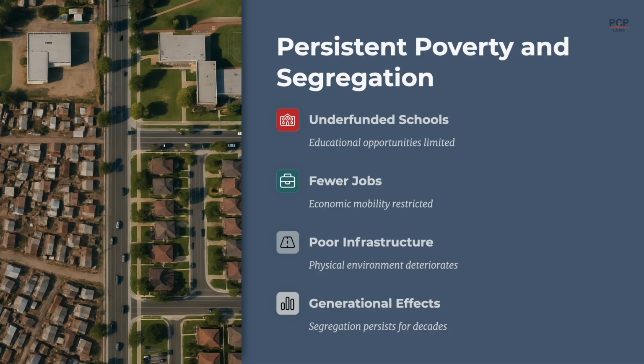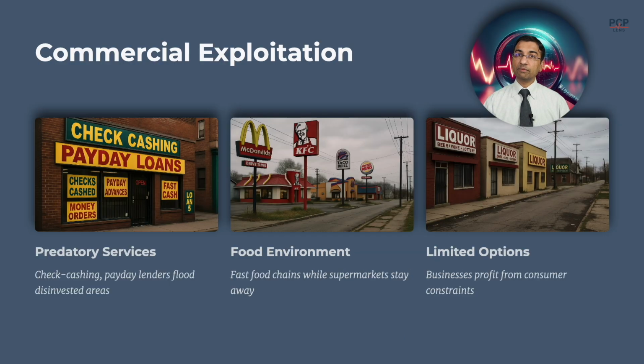Since local funding is tied to local house taxes, the current system leads to underfunded schools, which results in limited education opportunities, fewer jobs, and poor infrastructure in formerly redlined communities. Commercial actors swoop in to exploit vulnerable populations as there's now a market opportunity.